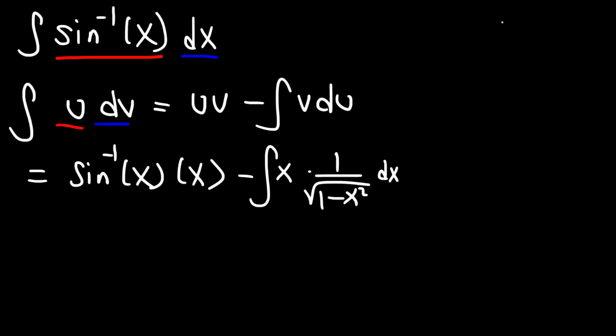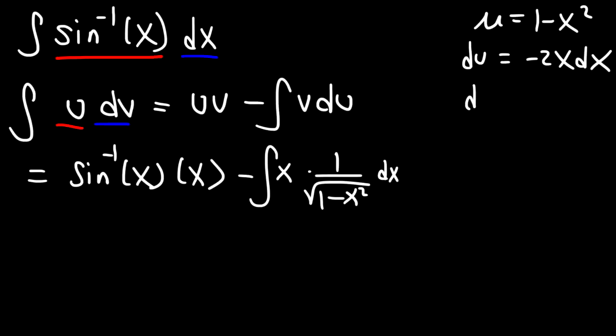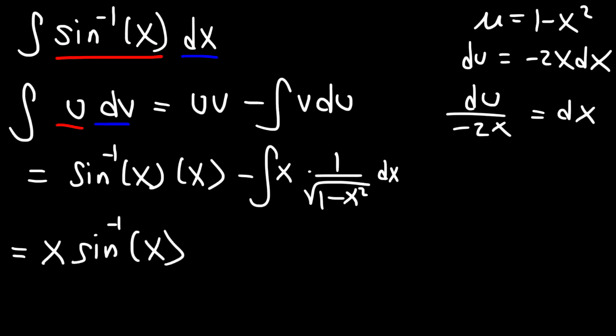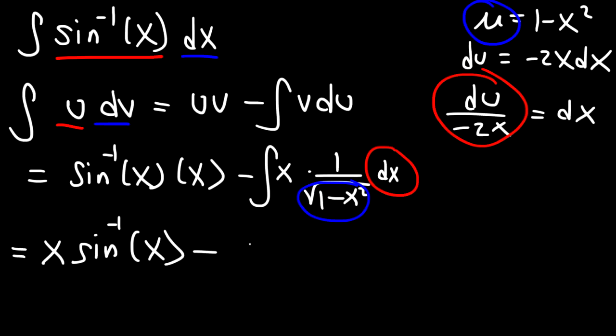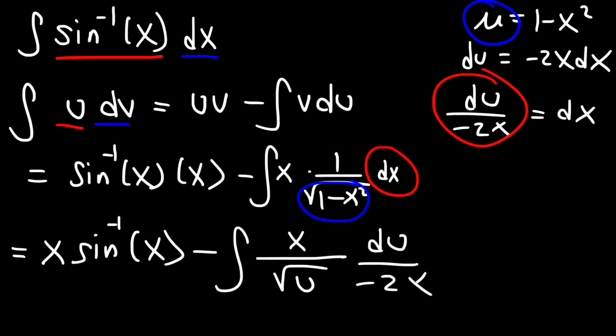So what we're going to do is make u equal to 1 minus x squared. And so du is going to be the derivative of 1 minus x squared. That's negative 2x dx. And then let's divide both sides by negative 2x. And so what we now have is x arcsine of x. And let's replace 1 minus x squared with the u variable, and let's replace dx with du over negative 2x. And so this is going to be minus the integral of x divided by the square root of u, and instead of writing dx, we're going to write du over negative 2x.